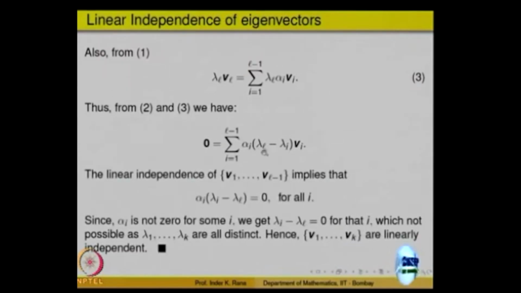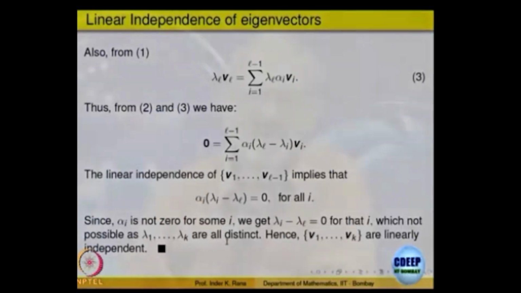So that is what we are saying. By linear independence, all these scalars must be 0, but for some i alpha i is not 0, so that means for some i, lambda i must be equal to lambda L, which is a contradiction because all are given to be distinct. So that means we assumed there is an L such that V1, V2, ..., VL is linearly dependent. That means such a thing does not exist, so all of them are linearly independent.